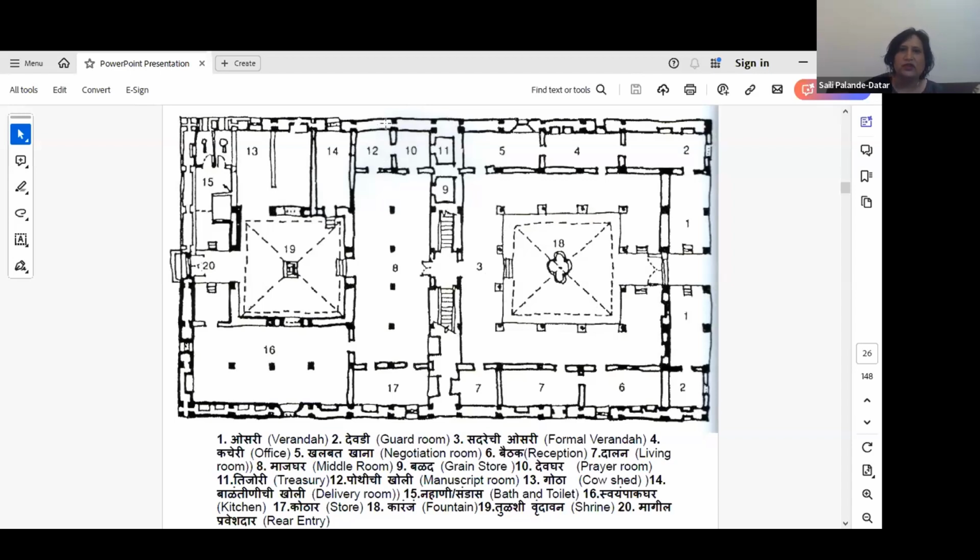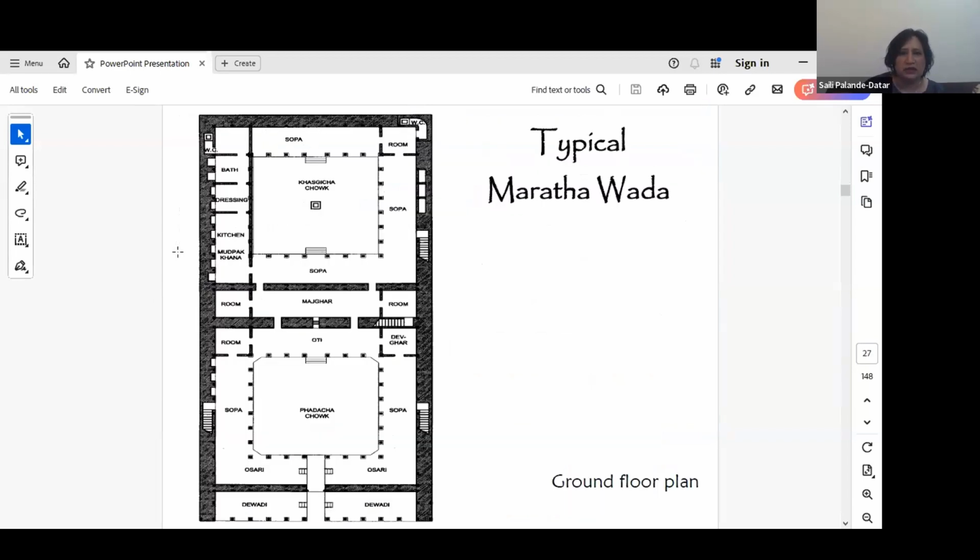We also have the sacred spaces like Devghar, and even the Pothichi Kholi, the manuscript room, which is placed in the central area of the wada. As you go toward the end, we have more personal spaces: the kitchen, the dwellings of the women, and a room for a pregnant woman like Balantinichi Kholi, and so on. And at the end, you have the toilets, the cow shed, the servant quarters, and so on. So this essentially is a typical wada.